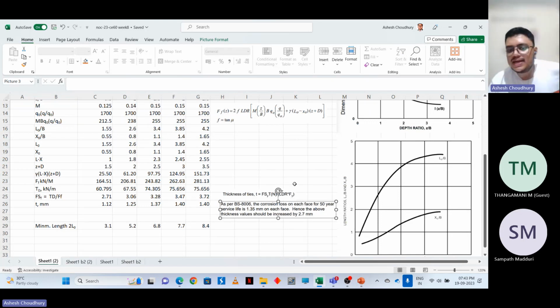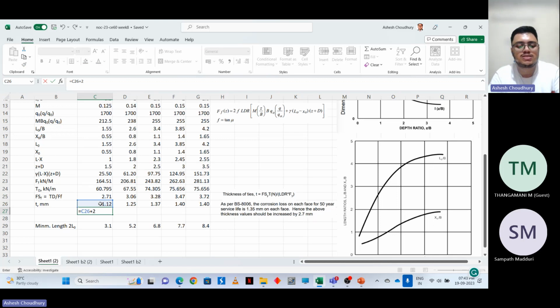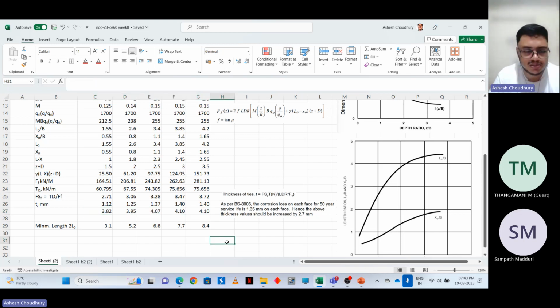Understood? So about a 50-year design period on each phase. There are two phases, like two faces of a coin. There are two faces of a steel strip, right? So each face, the thickness must be increased by 1.35 mm. So the total thickness might be increased by 2.7 mm. These are the thicknesses that you should give it.